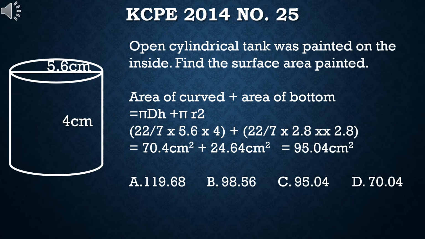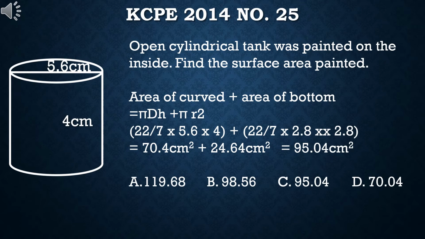Number 25 is a question on surface area of a cylinder. And we are told an open cylindrical tank has an internal diameter of 5.6 centimeters and an internal height of 4 centimeters. The inside of the tank was painted. What area of the tank in square centimeters was painted? So the key words in this question are: the inside of the tank was painted. When you paint the inside and it's open, you paint the curved part and the bottom. The top is not there because you are told it's open. So you only paint the curved part and the bottom.